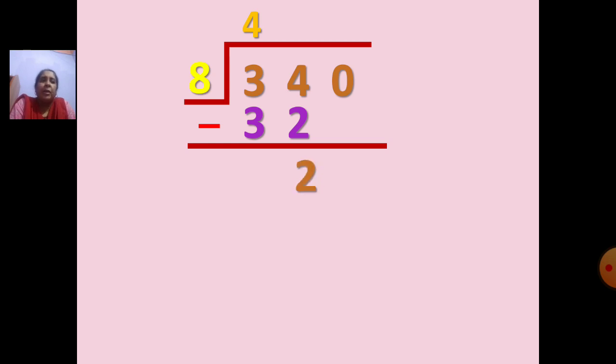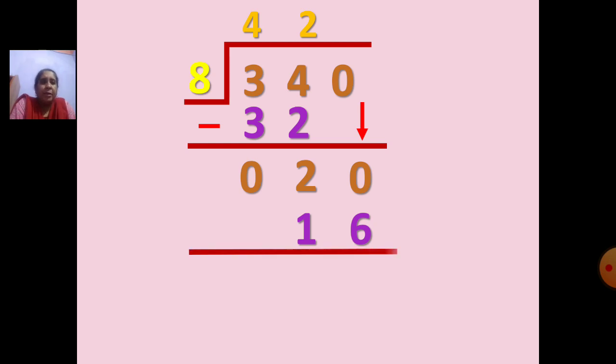3 minus 3, 0. Now you have to bring 0, the next number, down. So it becomes what? 20. Now which number will come in the table of 8 less than 20? 8 1s are 8, 8 2s are 16. So you will write 2 up, 16 down. Now draw the line, subtract, put the sign of minus. Now you cannot subtract 6 from 0, right? So you will go to the next number.